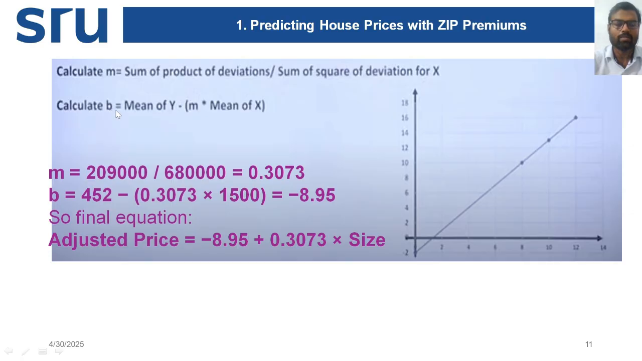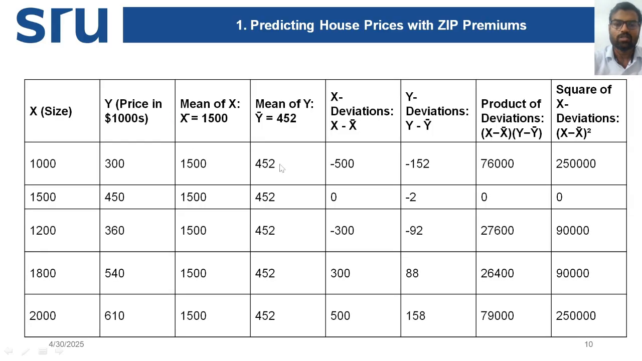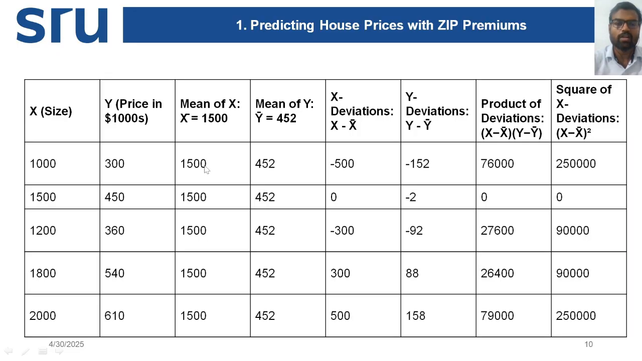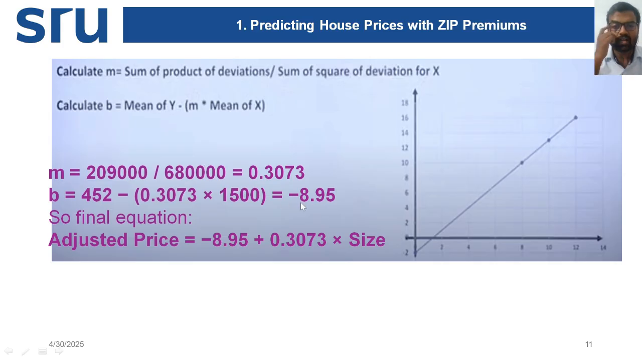After that, what is the b value? The initial price, the base price. That is the mean of y, which is 452, minus m, 0.3073, into the mean of x, 1500. Then you get minus 8.95. So you substitute these values into y equals mx plus b. Here I am writing y equals b plus mx. No problem. So b is minus 8.95 plus m, 0.3073, into size. This is the adjusted price.